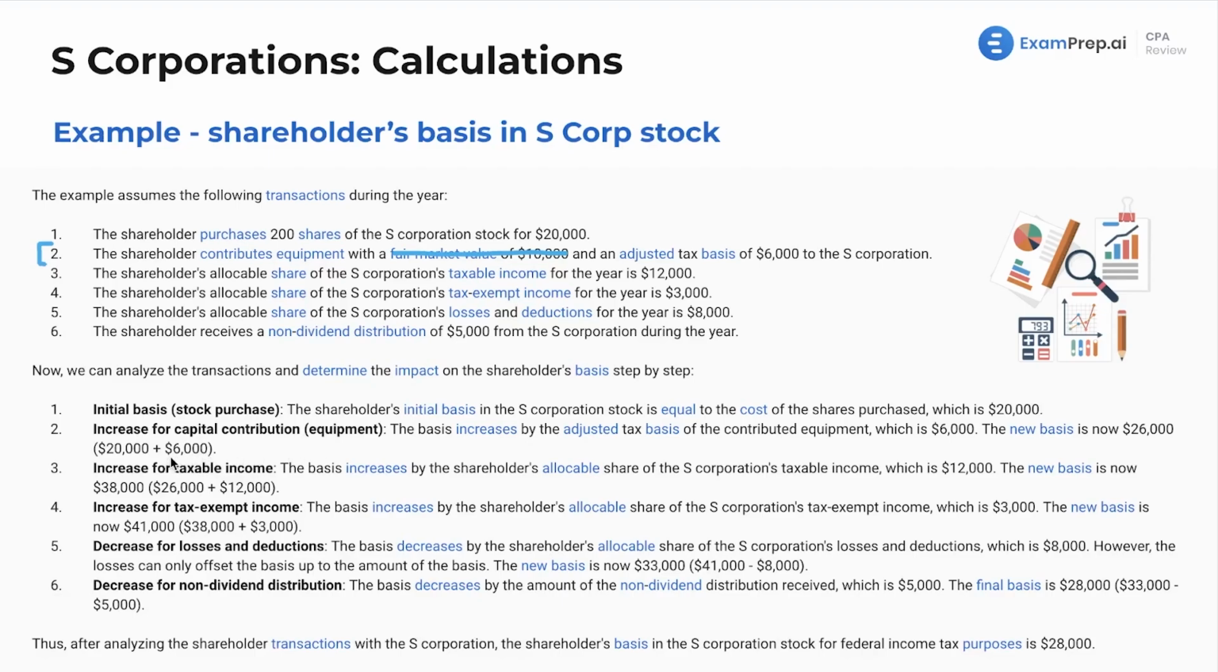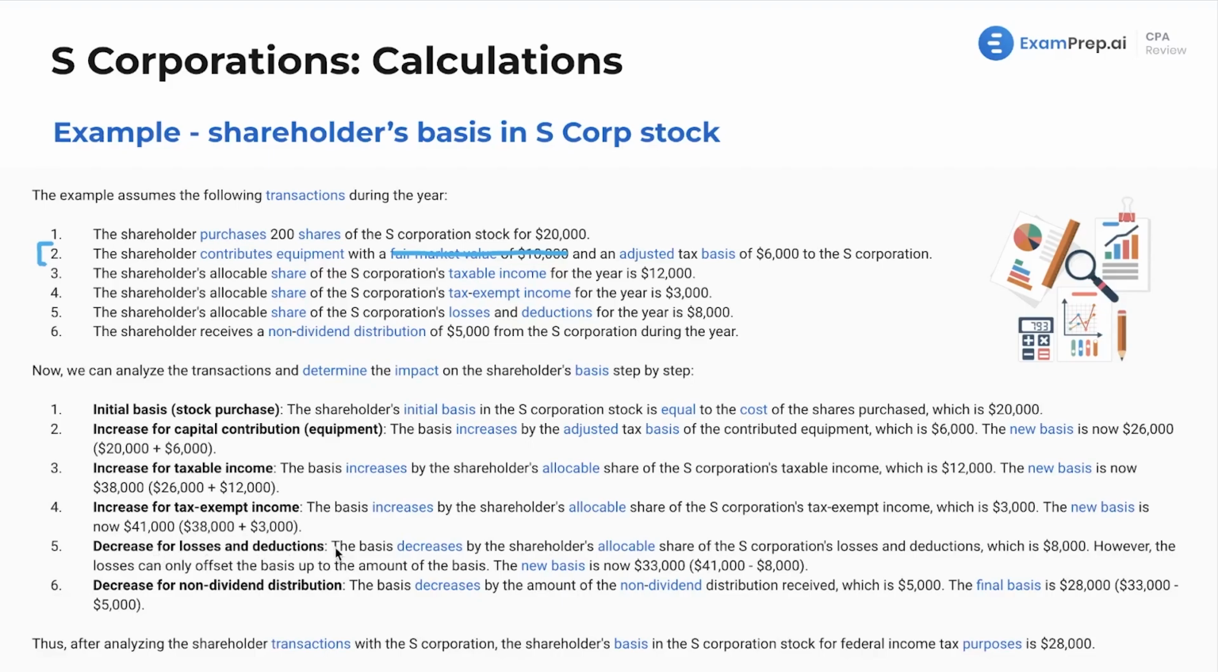We now have $26,000 of basis. Then we're going to increase it by the taxable income. We're also going to increase our basis by the tax-exempt income. Now, even though the taxability of income is quite different than its impact on basis, we just repeat that again. So you may receive tax-exempt income and you won't pay tax on it. However, that still will increase your basis. So just keep that in mind. The taxability of something is different than its impact on the basis. That's something important to see time and time again.